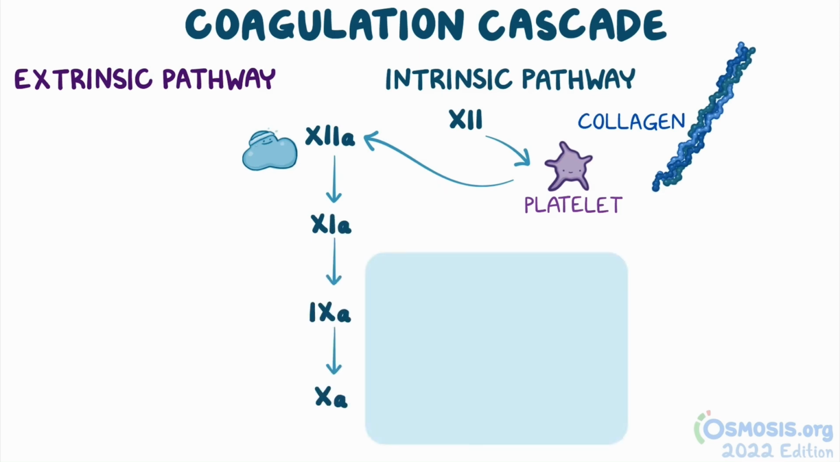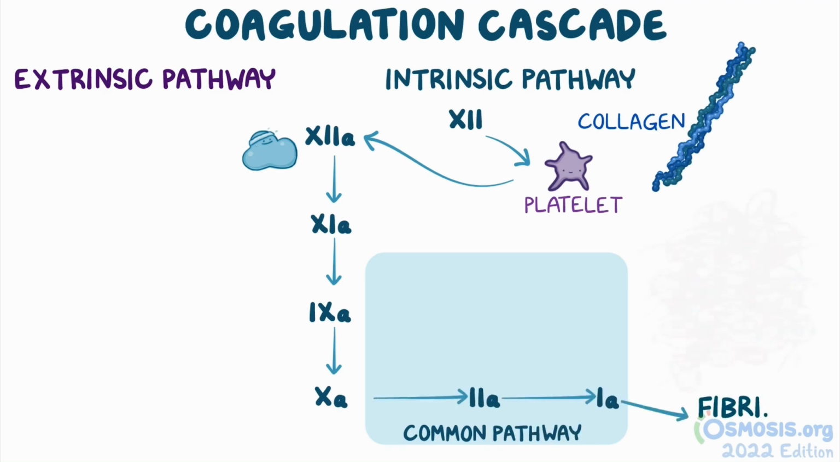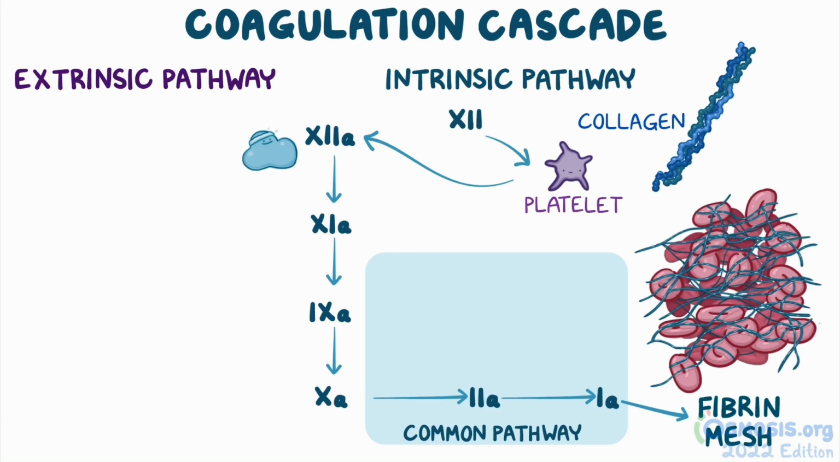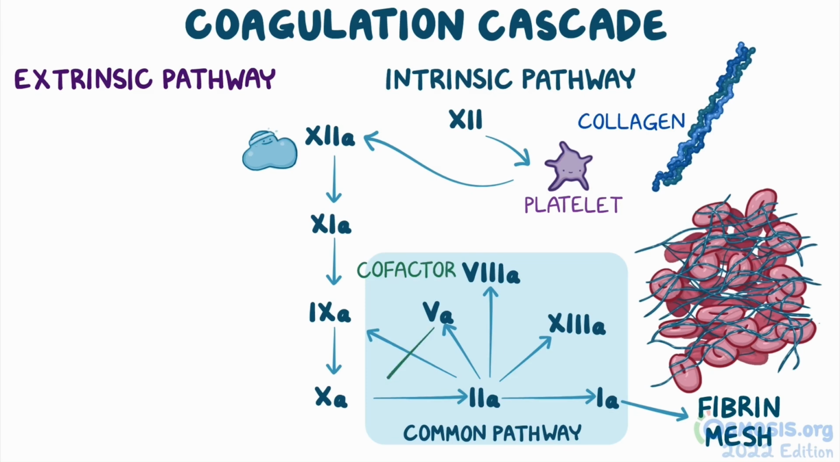Factor 10A starts the common pathway, where it activates factor 2, or thrombin, which activates factor 1 that builds the fibrin mesh. When factor 2 gets activated, it also activates four other factors, 5, 8, 9, and 13. Factor 5 gets activated and acts as a cofactor for 10. Factor 8 acts as a cofactor for factor 9, and factor 13 helps factor 1, or fibrin, form crosslinks.